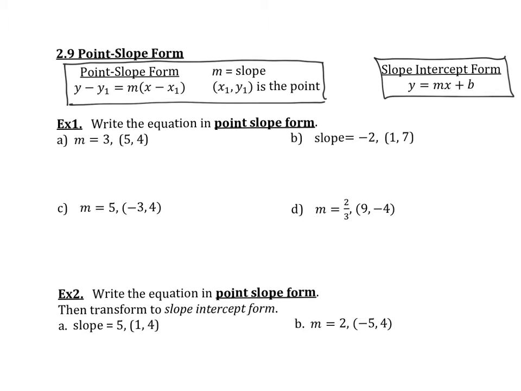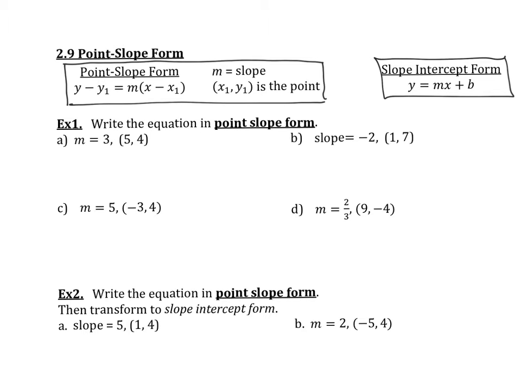This is useful when I'm trying to write the equation of a line and I'm given the slope and I'm given a random point on the line, not the y-intercept, just any old point. Okay, the m goes right here. And if x1, y1 is the point, the x1 goes here, the y1 goes here. We're going to try it with these examples just to get the plugging in.